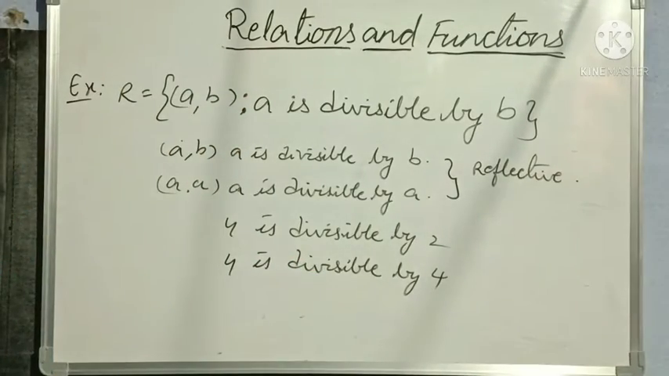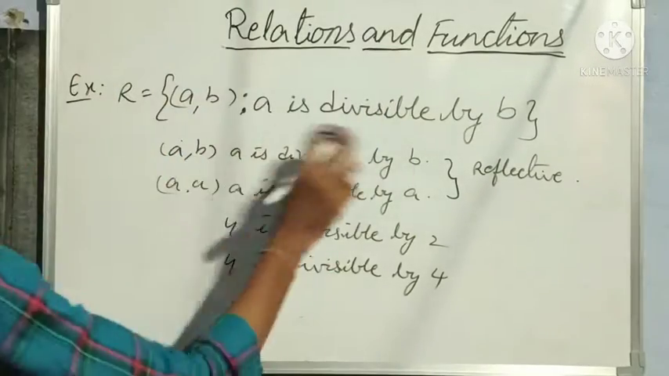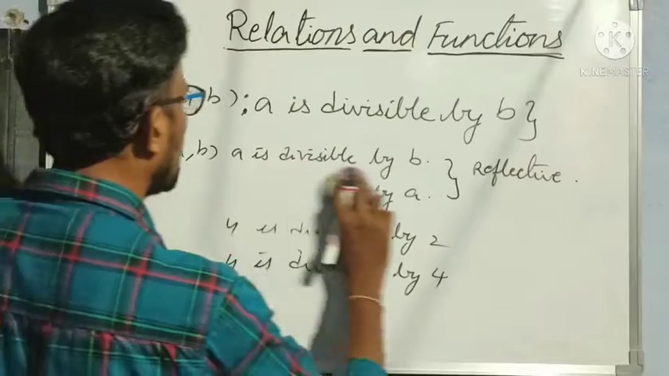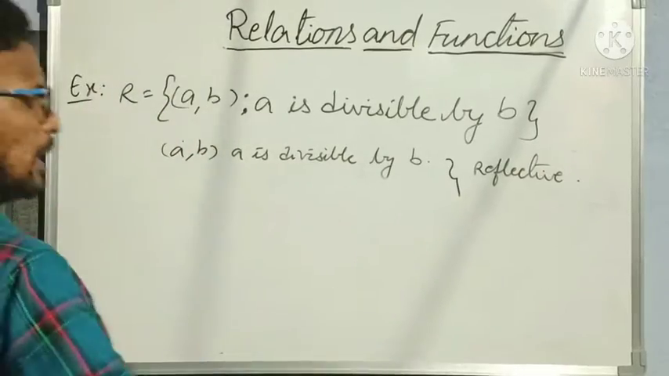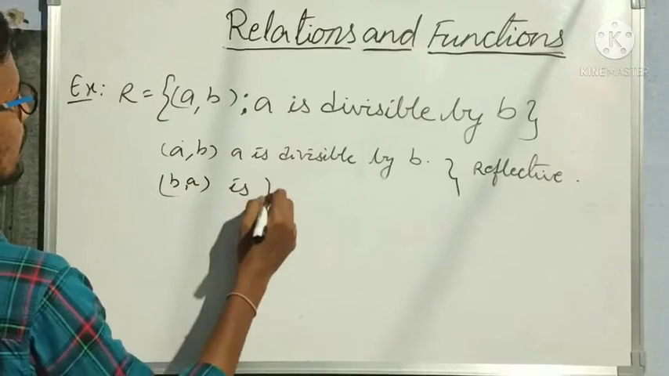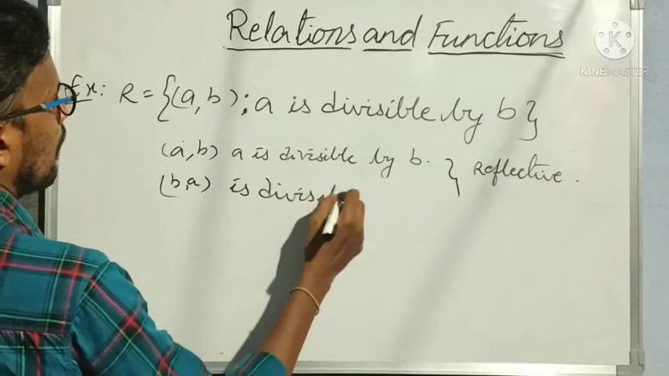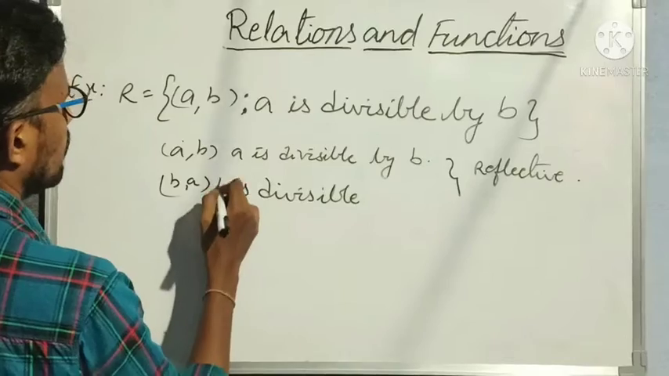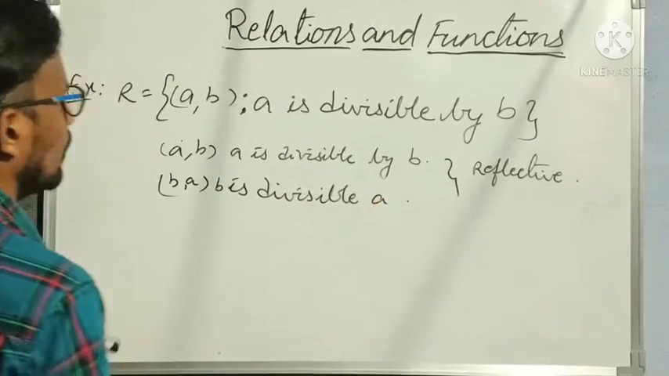Okay. Now let us see whether this relation is symmetric or not. Symmetric means if A is divisible by B, then B also should be divisible by A. Is that condition satisfied? Now let us see. So the same example I am taking, (B, A), where B is divisible by A. This I should see now. Okay.